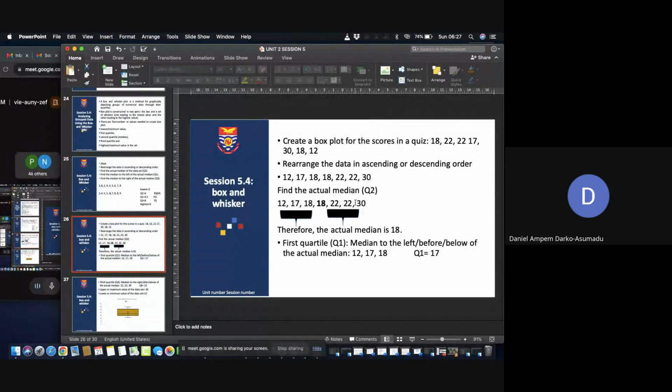Then Q3, when we are counting from the right. Sorry, 17, sorry. Can you see it? Yes, sir. All right.